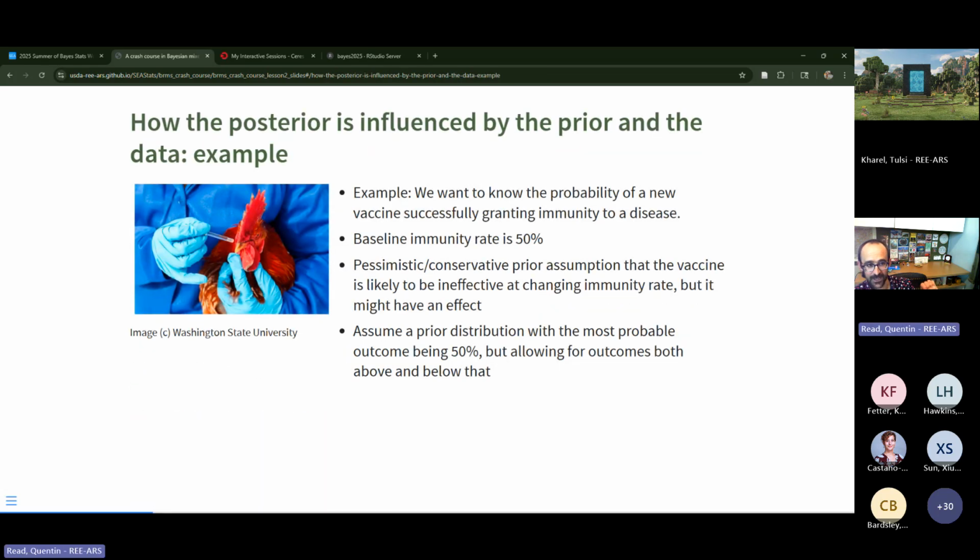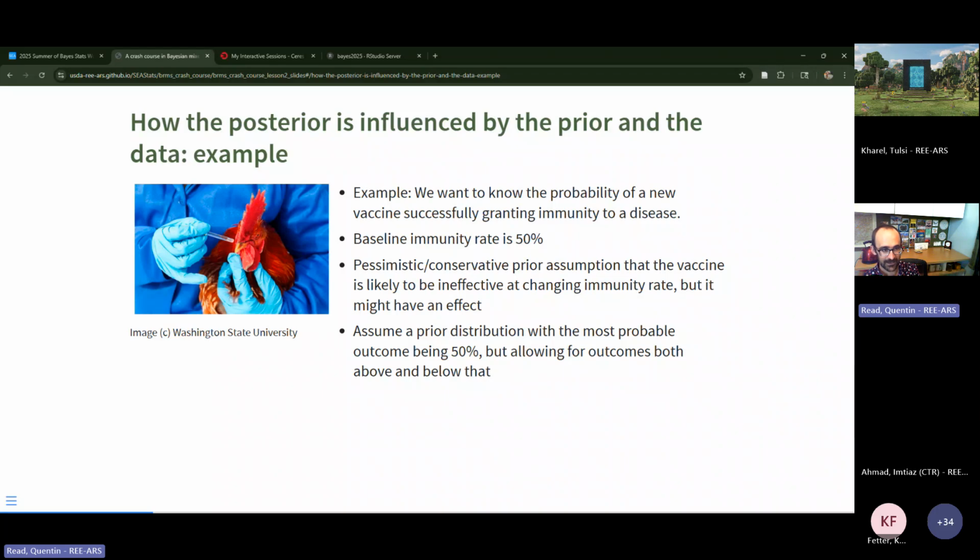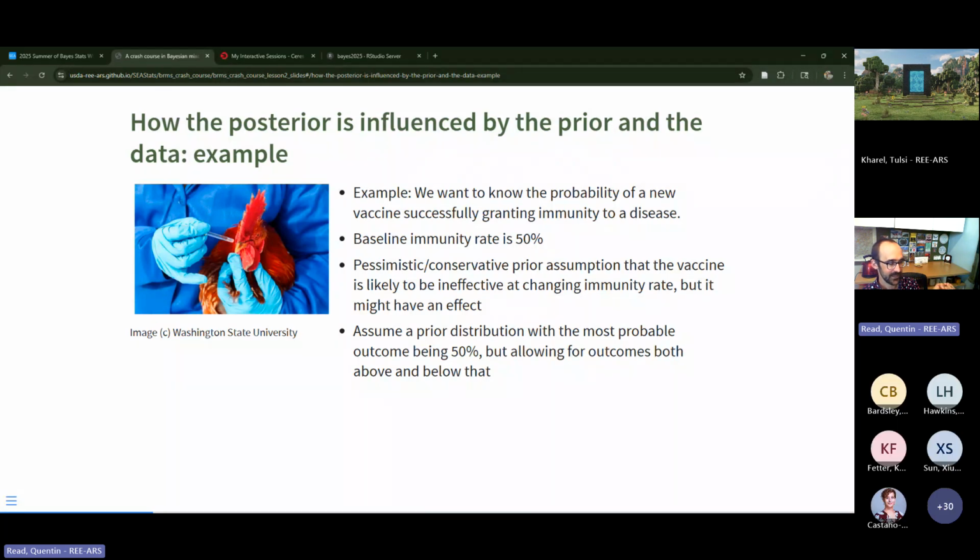Let's go through a little example. I'll just talk you through one first, then we'll do one in code as well. Okay, let's say we're trying to develop a vaccine. We're immunologists, and we have come up with a new vaccine, and we want to see how it can boost immunity to a disease. Just for simplicity, we're going to say the baseline immunity rate in the unvaccinated population is 50%.